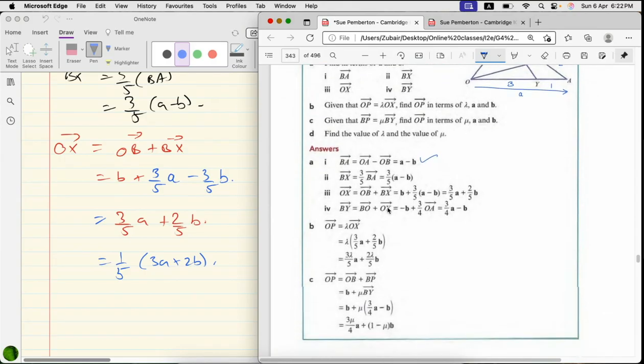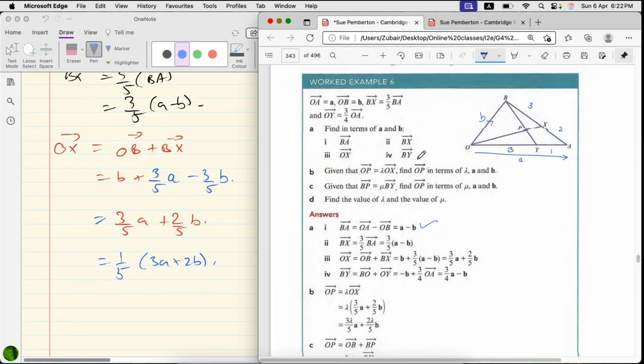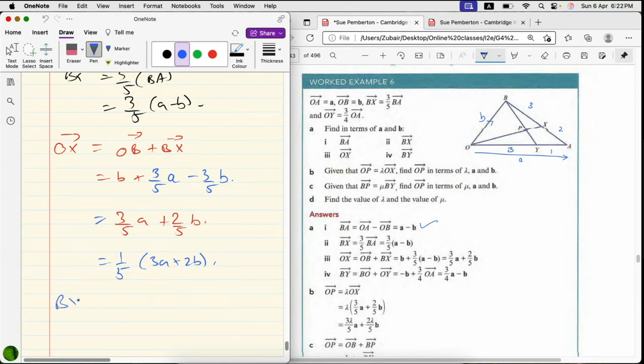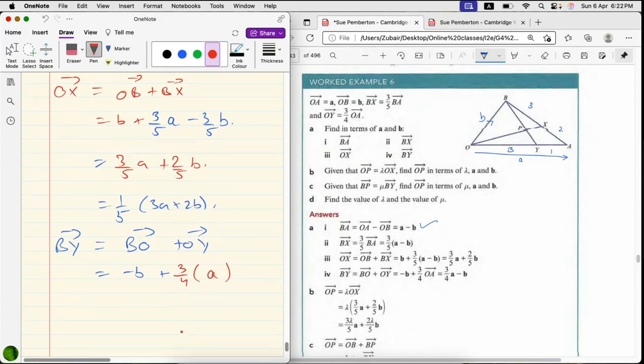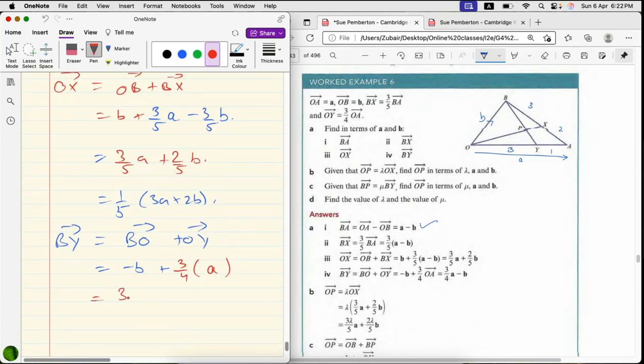And let's just tally as well. OX is 3 by 5 and 2 by 5. Yeah. Now it says BY. We're looking at B. We're looking at Y. It is BO plus OY. BY is BO plus OY. So BO is already minus b, where OY, it is given in the question that OY is 3 by 4 of OA. So 3 by 4 of OA, where OA is a. So we just rearrange it, 3a by 4 minus b, and that's done.